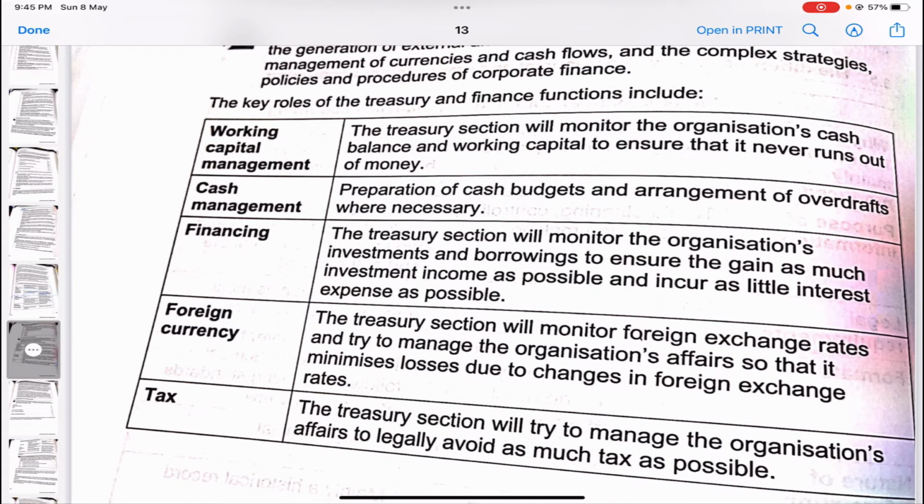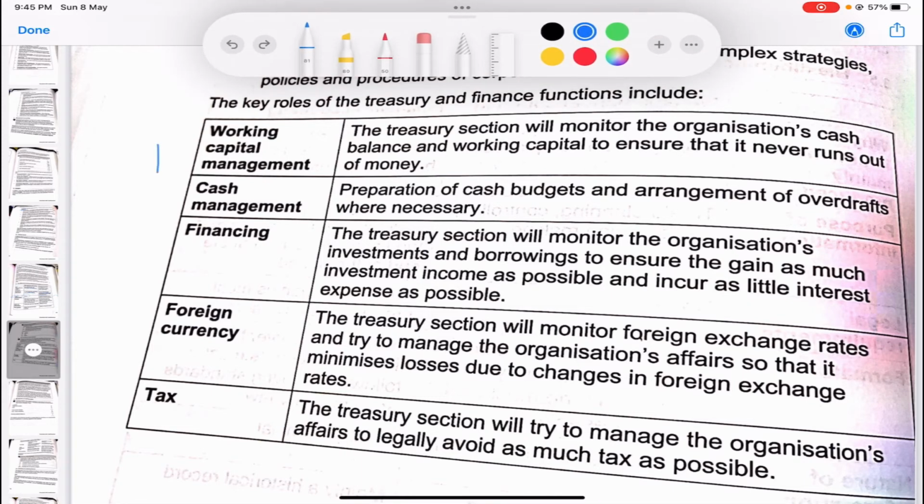So, what are the key roles of the Treasury and finance functions? So, the first and the key role of the Treasury is working capital management. So, the Treasury section will monitor the organization's cash balance and working capital to ensure that it never ever runs out of money. And then it also does cash management. So, what is cash management? Preparation of cash budgets, and arrangements of overdrafts where necessary.